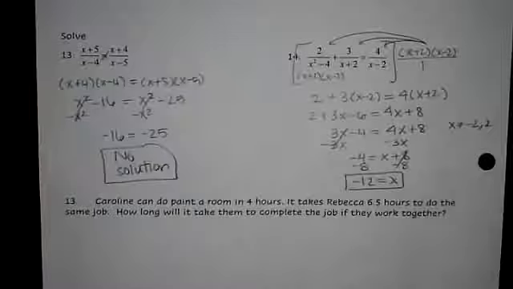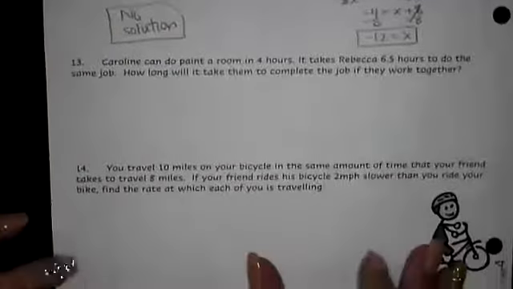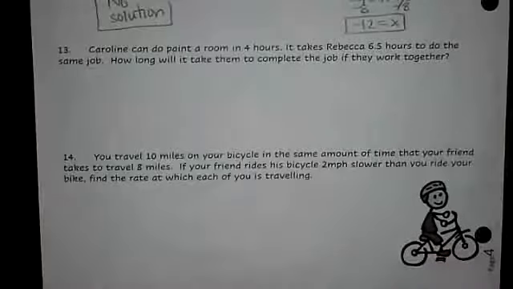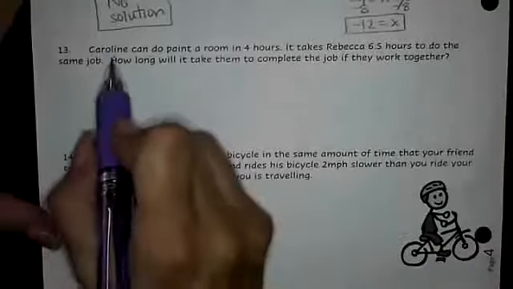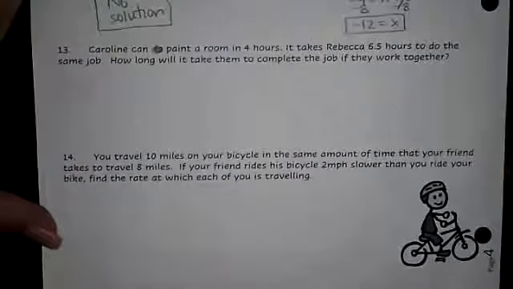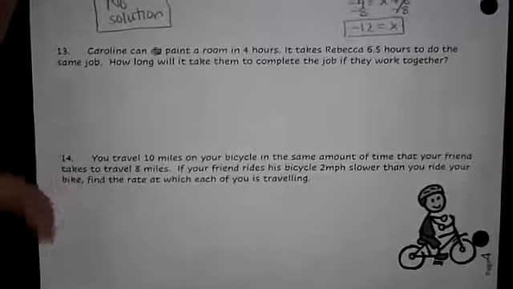All right, the last two things we're going to look at is some word problems, and then we're done with adding, subtracting, multiplying, dividing, and solving rationals. It tells us, there's a typo there. Caroline can paint a room in 4 hours. It takes Rebecca 6.5 hours to do the same job. How long will it take them to complete the job if they work together?